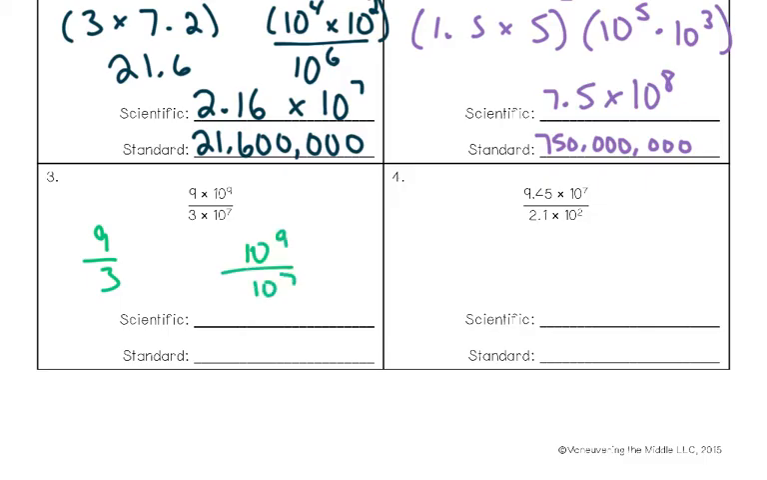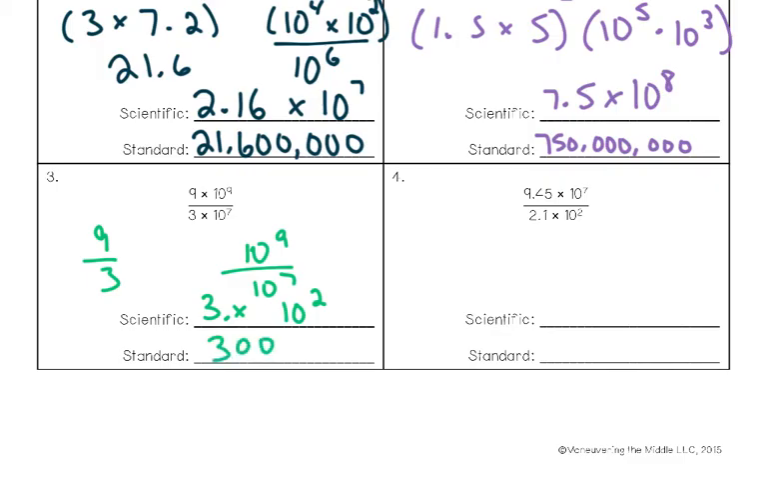So you can do 9 divided by 3. That's just 3. And then you can do your quotient rule here, which means that if they have the same base being divided, I can subtract the exponents. So 9 minus 7 is 2. So 3 times 10 squared is your final answer for this question. To write this in standard form, you want to move the decimal over 2 times. It's right here right now. So you go 1, 2 over, and you end up with 300.